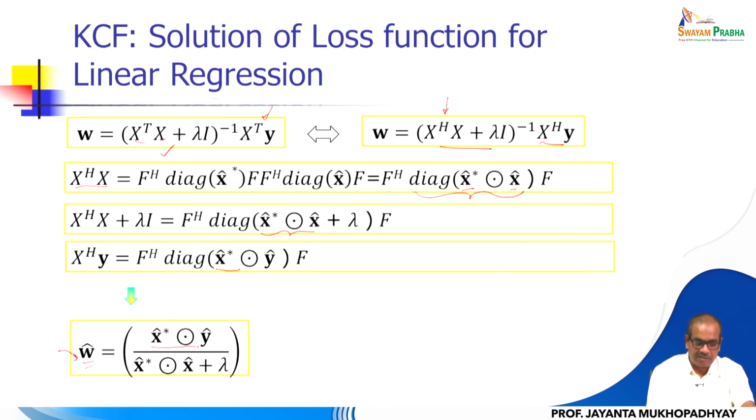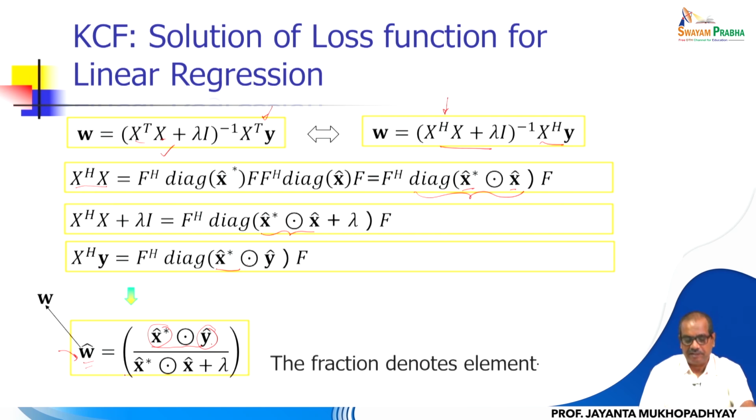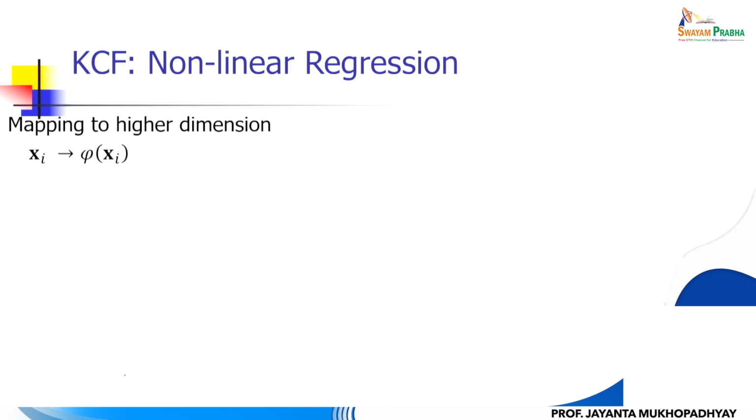So note the numerator. It is the pointwise multiplication of the complex conjugate of the target model, that means the input vector, and also the Fourier transform of the respective output vector which has been given, and the denominator is expressed in this way. The fraction denotes element-wise division, that you should note here. So once you get it, you invert it, and then you get the filter, and then you apply it for finding the pattern. So this is the correlation filter. This is how you get it.